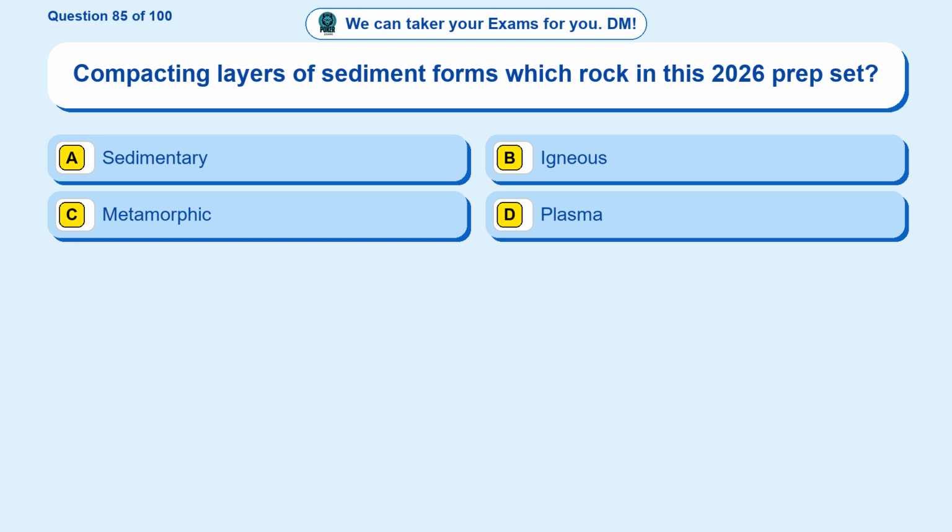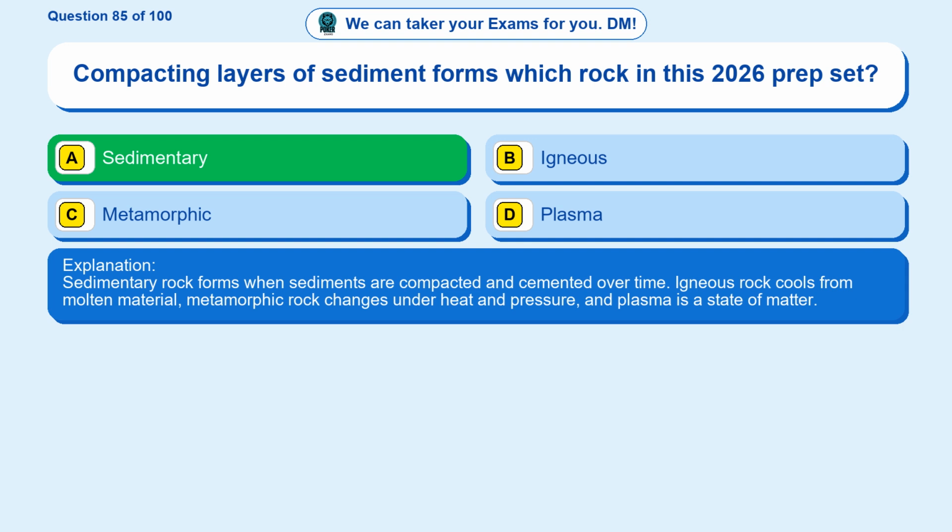Question 85. Compacting layers of sediment forms which rock in this 2026 prep set? Option A, sedimentary. Option B, igneous. Option C, metamorphic. Option D, plasma. The correct answer is option A, sedimentary. Sedimentary rock forms when sediments are compacted and cemented over time. Igneous rock cools from molten material, metamorphic rock changes under heat and pressure, and plasma is a state of matter.